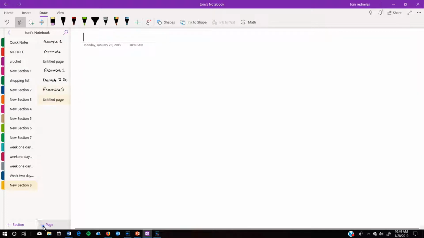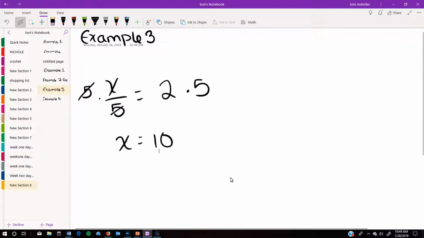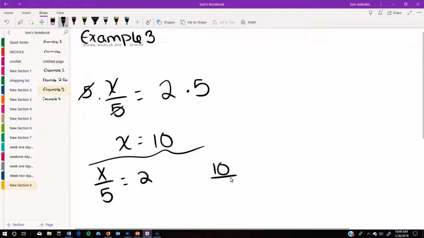Let's go on to some multi-step equation examples, and we're going to start out with example 4, which is 2x plus 5 equals 33. And I'm sorry, I'm going to jump back to the last one because you know what we forgot to do? We forgot to do a check. Let's do a check real quick. So let's insert 10 into the equation. I'm going to put 10 in for x, put it in parentheses. I see I don't need the parentheses, so I'm just going to ignore them. 5 goes into 10 2 times. 2 equals 2. It checks.